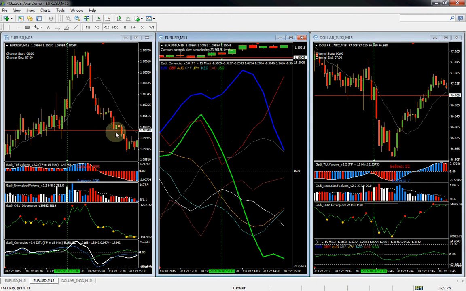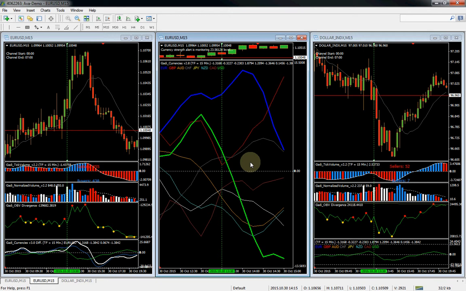So we've got three charts here: the euro dollar main chart, the spaghetti, and I've got the dollar index here as well. This spaghetti is our main port of call. It's our hunting chart, isn't it? It's the one that we use to find the potential pair of currencies to trade.